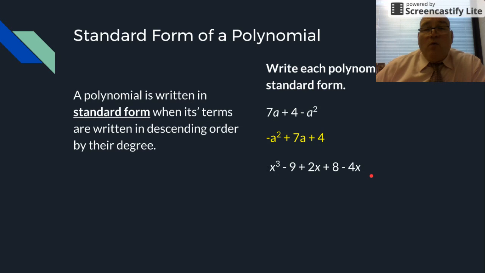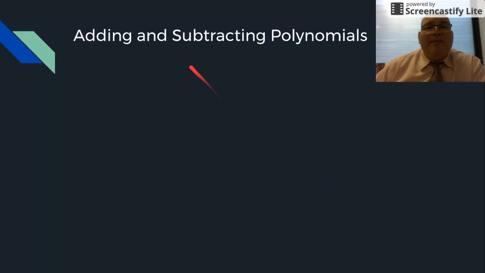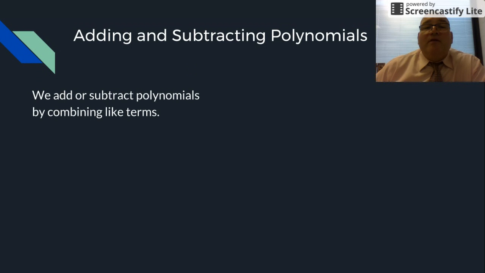Now, in example 2, we actually have to do a little simplifying as we go. The first term was the one with the highest degree, x cubed. 2x and 4x are both degree of 1, so we're going to combine those together by combining their coefficients. So 2 minus 4 gives us negative 2. And finally, the constants of negative 9 and 8 are also like, so we combine those. In standard form, x cubed minus 2x minus 1.